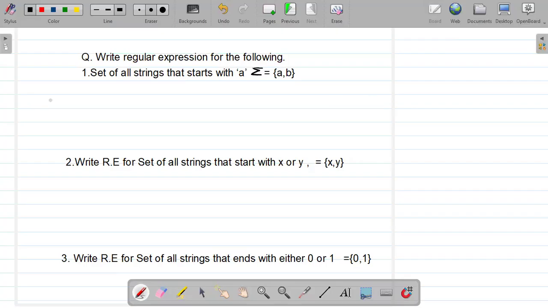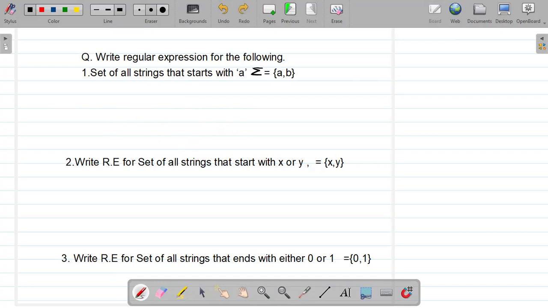So here we are going to write regular expressions for the given problem statements. So we'll see the first example. Set of all strings that start with A over summation equal to A comma B. So input is given in terms of A and B, and it should consist of all the strings that start with A. So before writing the regular expression, we can note what all strings will be present in the language.